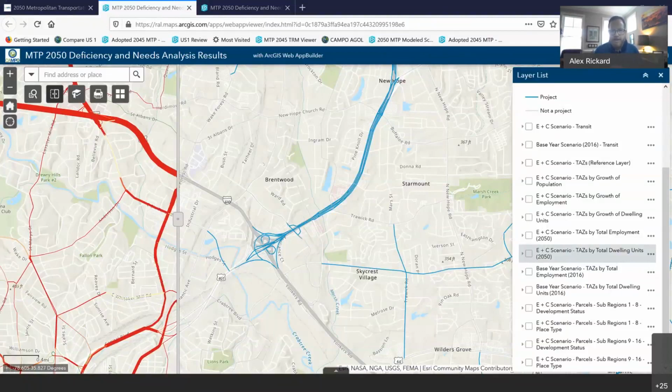TJ COG manages the Community Viz side of things. CAMPO manages the networks, the roadway and transit networks. So yes, there are two different thresholds for what committed is. On the network side, we've selected the year 2025, but for committed development, it really falls more under construction at the moment. Hopefully that answered the question. If not, feel free to follow up with me.